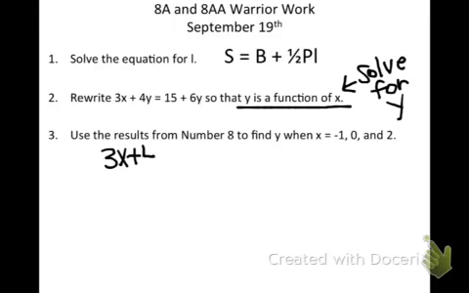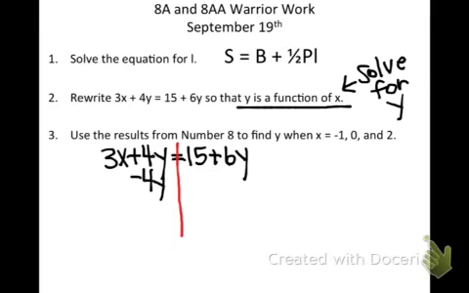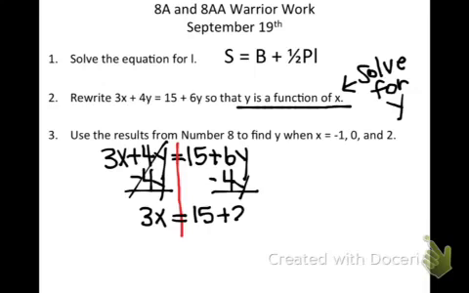3x plus 4y equals 15 plus 6y. To solve this equation for y, I need to move my variables. I want to move my y's to be on the same side. So let's move the 4y. To cancel out a positive 4y, I need to subtract 4y from both sides. This will give me 3x equals 15 plus 2y.